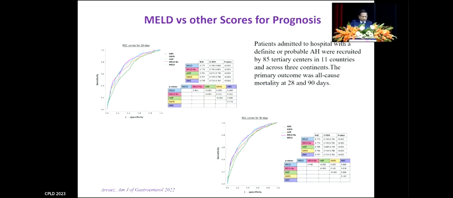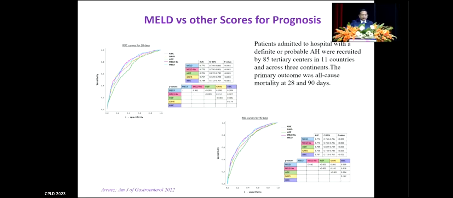This is a very recent paper, a very good study published in the American Journal of Gastroenterology last year. The beauty of this study is that it is very large: more than 2,500 patients, 85 centers, 11 countries. So this is truly a global study, unlike other scores which have been studied in a regional way. And what does this paper show us?